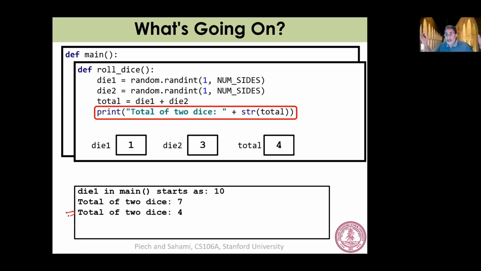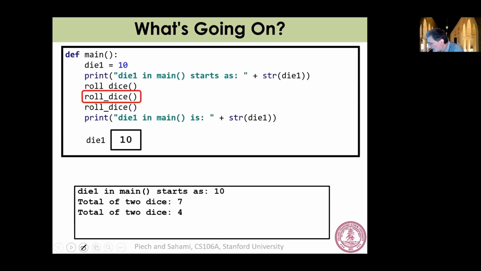And now roll dice is done. So it says, okay, I'm done. I go away. And all of my variables internal to me go away. These are what are called local variables. And we'll talk a lot more about these next time, but the idea is when variables are created inside a function, they only exist inside that function, even if they have the same name as some variable inside another function. And so this roll dice is done.